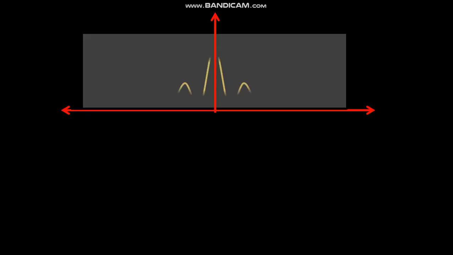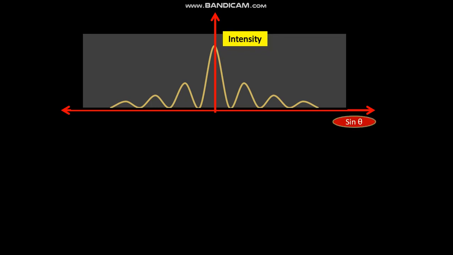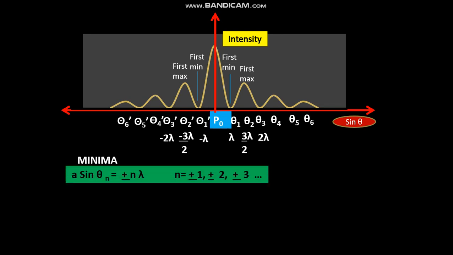Now let us see the waveform for a diffraction pattern. So that's the intensity versus sin θ graph. This is the first minimum on both the sides and the first maximum on either side. Now these are the θ1s and θ2s.